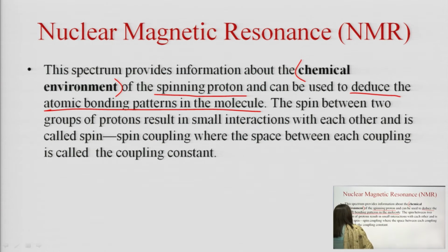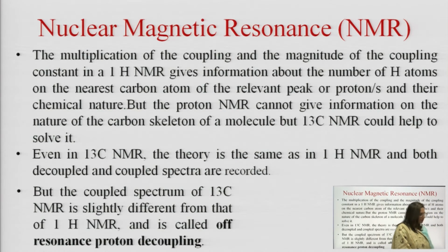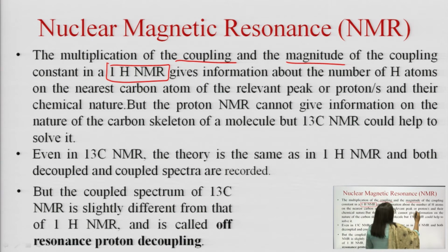Spins between two groups of protons result in a small interaction with each other, called spin-spin coupling, where the space between each coupling is called the coupling constant. So, this coupling constant is denoted by J. The multiplicity of the coupling and the magnitude of the coupling constant in proton NMR or HNMR give information about the number of hydrogen atoms.